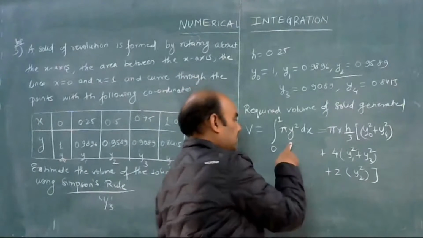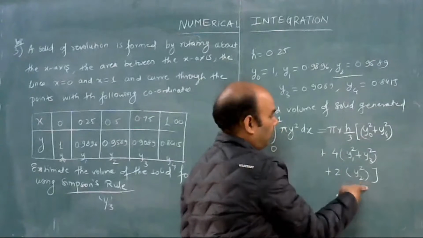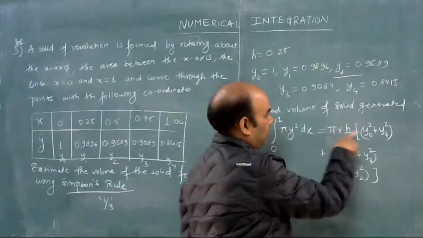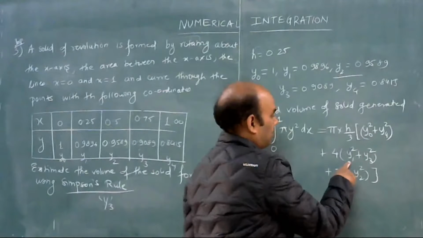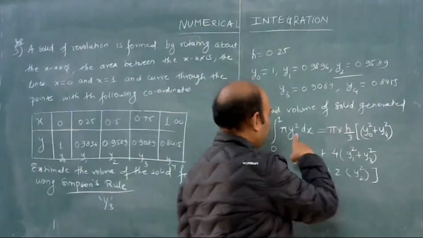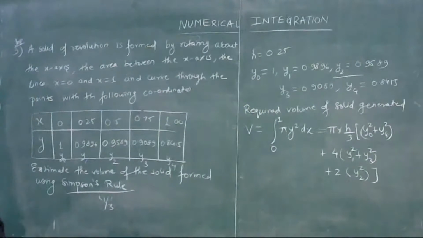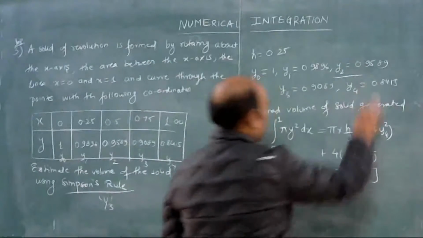So when this is y square, this will reflect on this side also. So in this formula, when there is only y dx, it is y0 plus y4 plus 4 times y1 plus y3 plus twice of y2. But this is y square, so this will be y0 square plus y4 square plus 4 times y1 square plus y3 square plus 2 y2 square. Okay, so all the values of y are given.